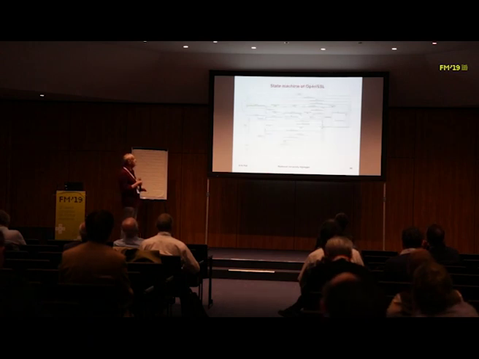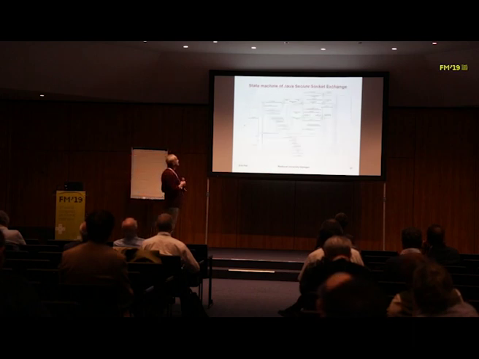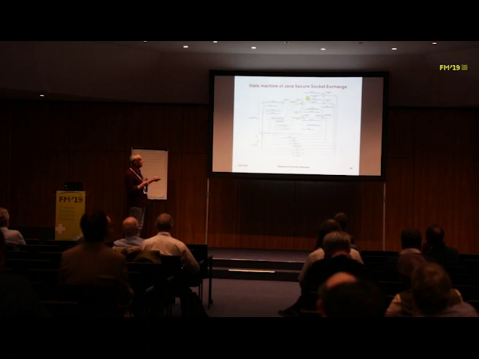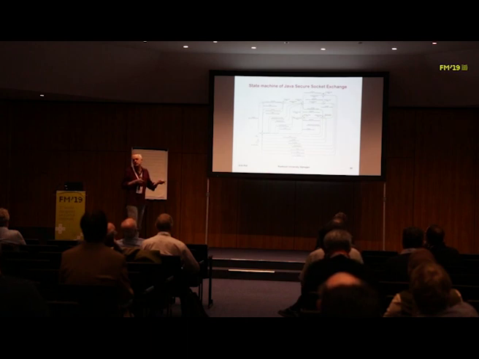But then if you test OpenSSL, this is the state machine of OpenSSL. This is the state machine of Java SSE. And this was the first state machine where we found a security flaw, because you could actually jump from this state to this state. It means that you bypass part of the key exchange, and then you can do a man in the middle attack.